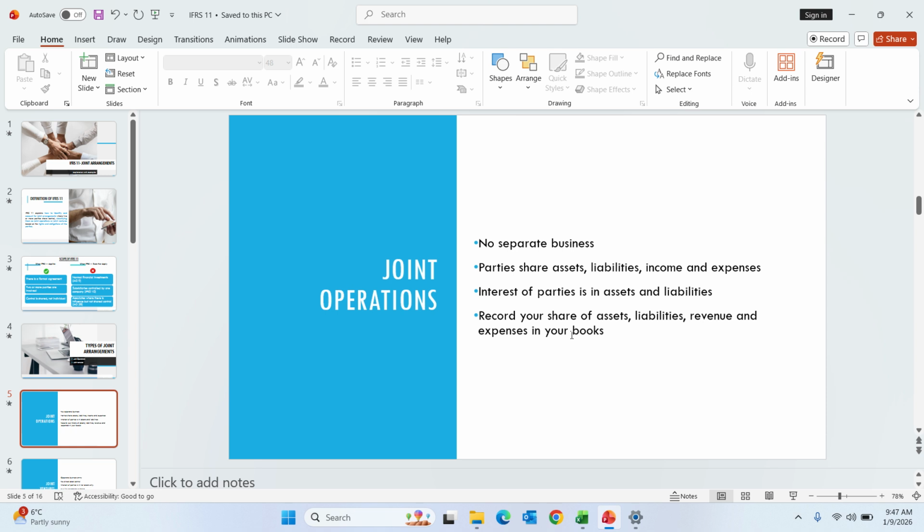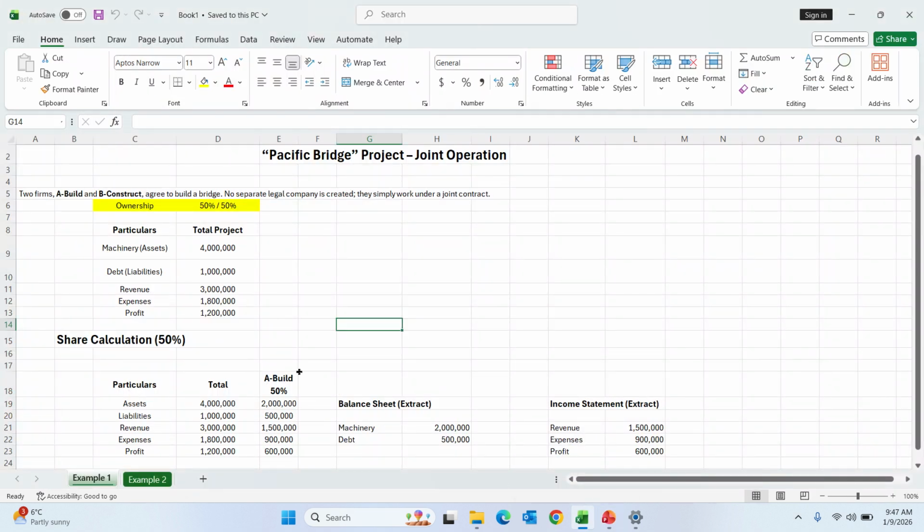Each party records its own share of assets, liabilities, revenue, and expenses in its own books. This means their accounting is done just like normal business transactions. Let's look at it with the help of an example.